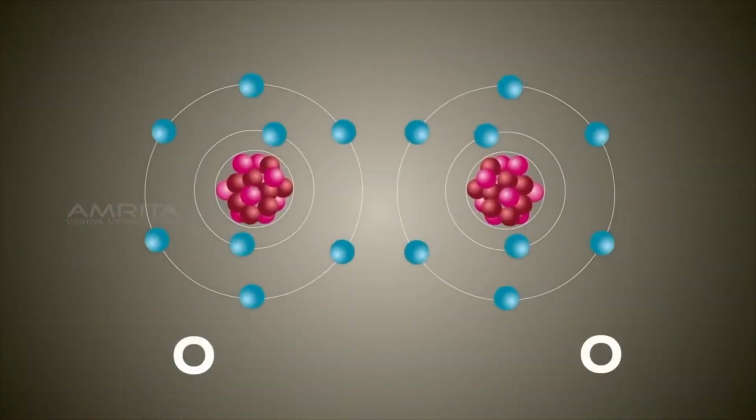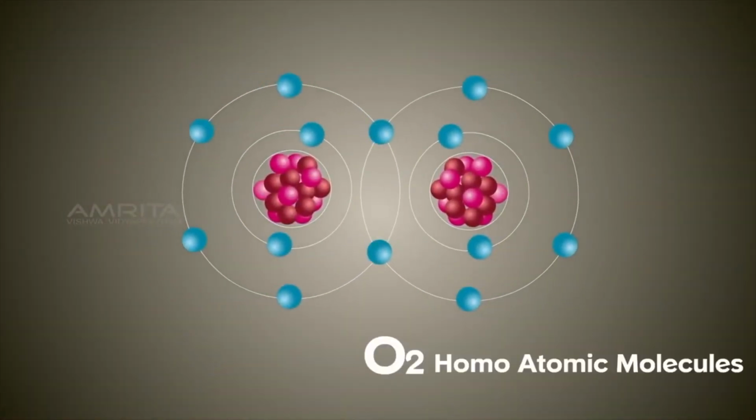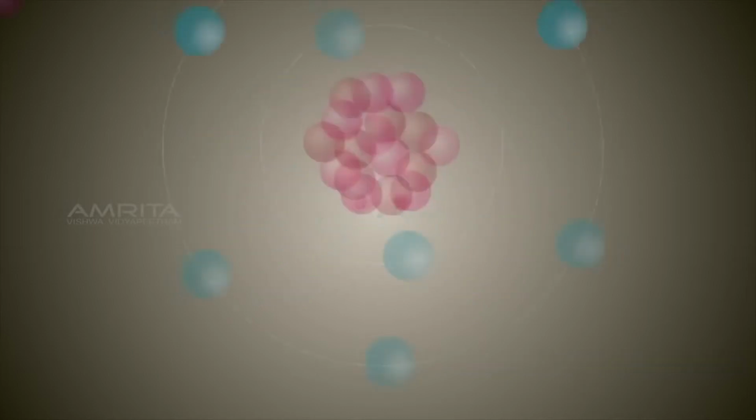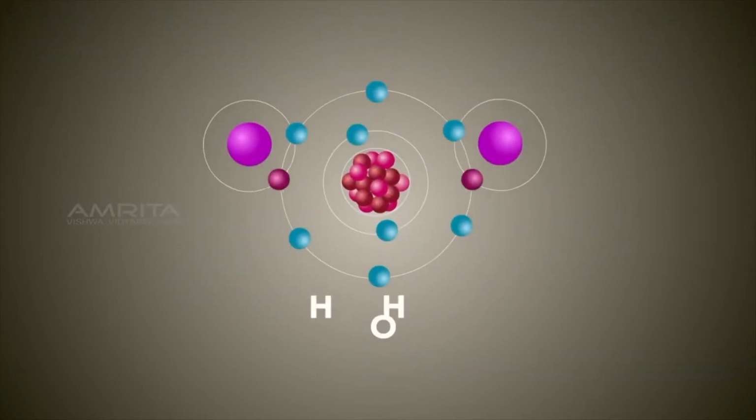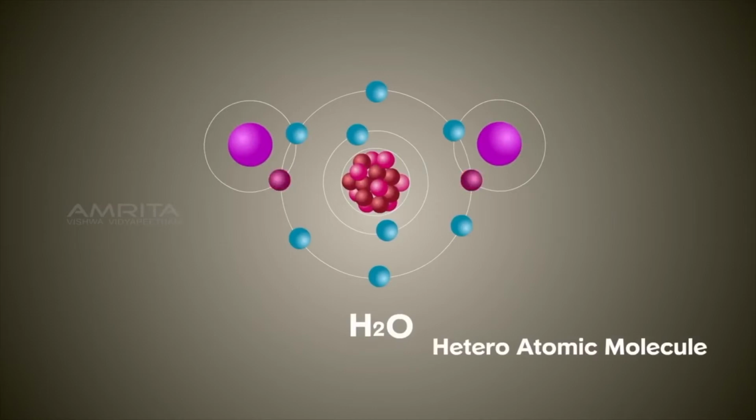If a molecule is made up of atoms of the same element, it is called a homoatomic molecule. If the molecule is made up of atoms of different elements, it is called a heteroatomic molecule.